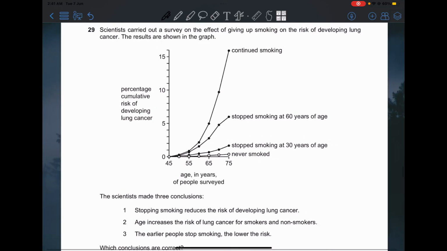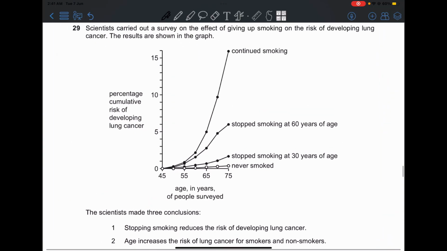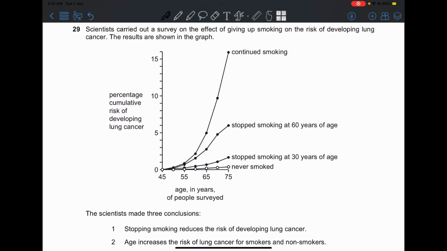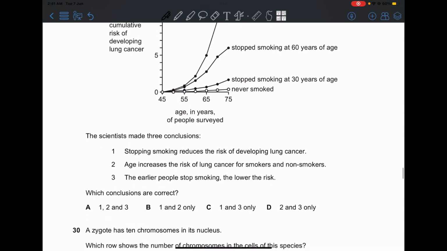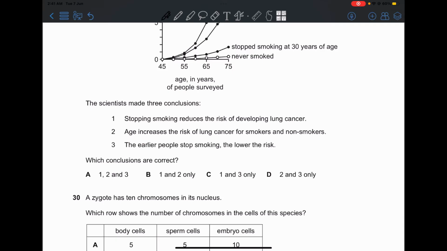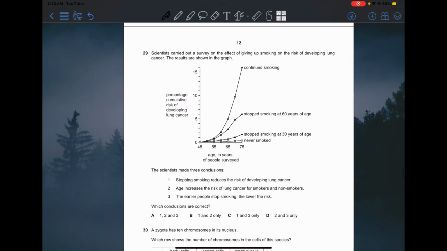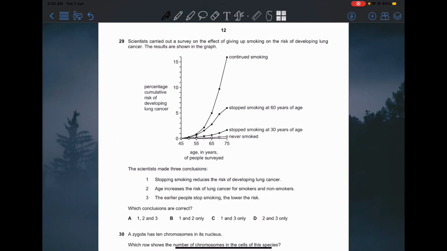29. Scientists carried out a survey on the effect of giving up smoking on the risk of developing lung cancer. The results are shown in the graph. The scientists made 3 conclusions. Stopping smoking reduces the risk of developing lung cancer. Age increases the risk of lung cancer for smokers and non-smokers. The earlier people stop smoking, the lower the risk. Which conclusions are correct? Now we're going to be using the graph to help us solve this question.